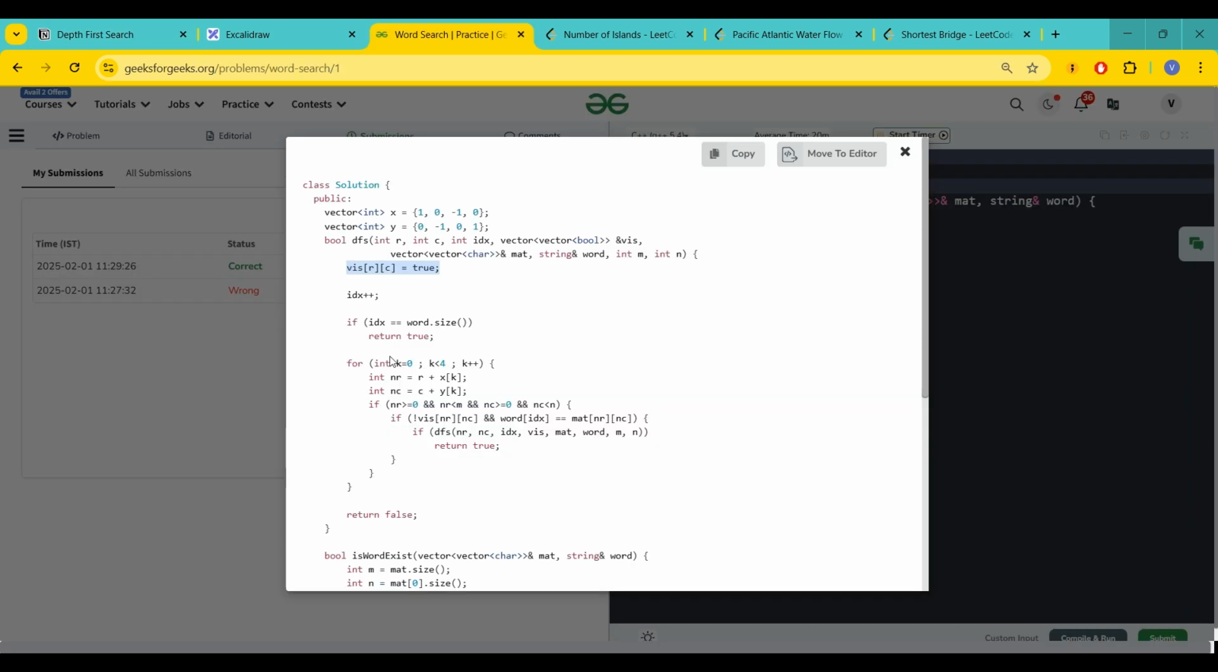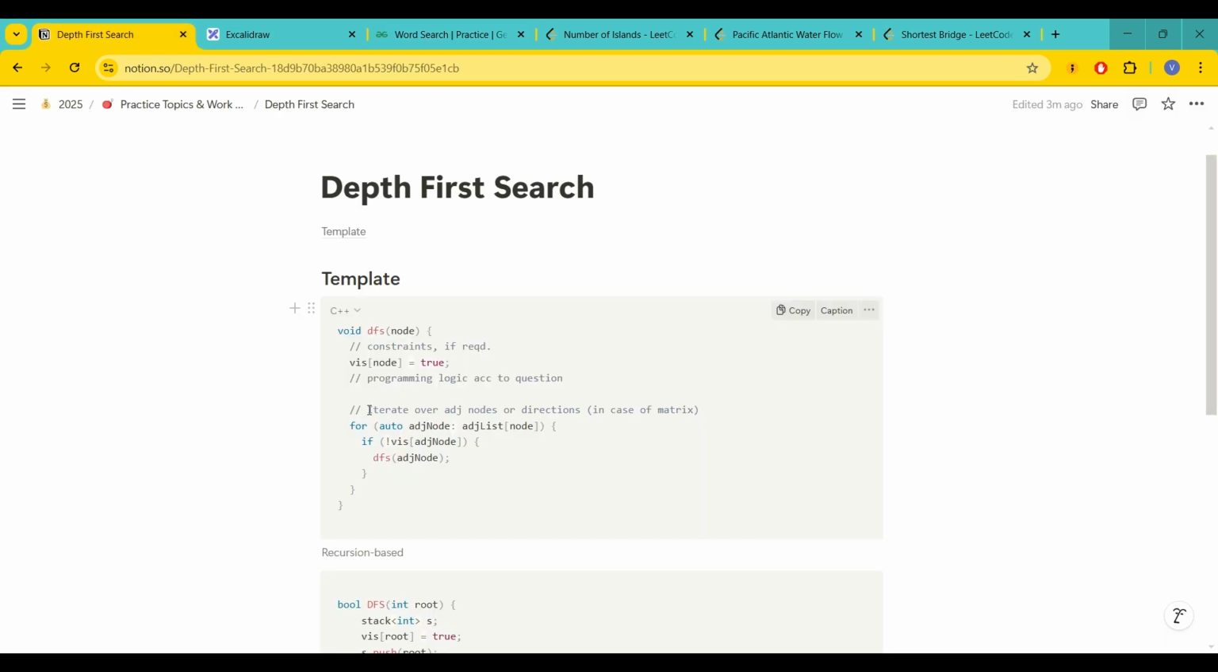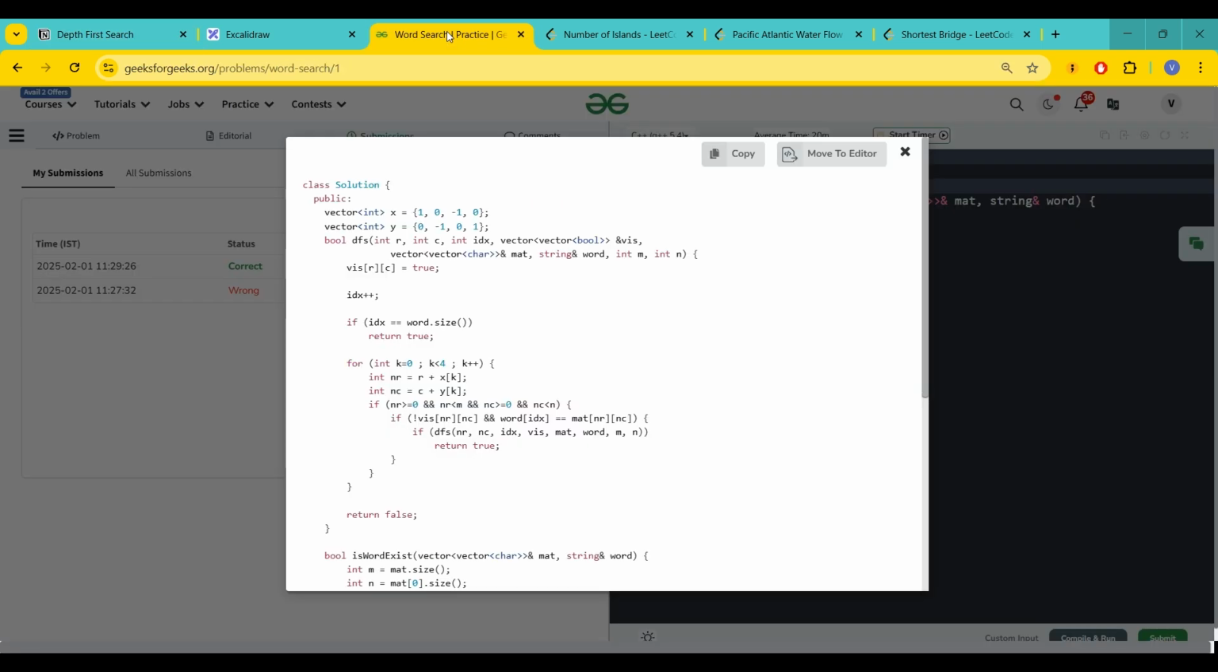Okay, then what we did was programming logic. This is the programming logic in this particular problem. We had to basically find if a word is completely present inside the matrix or not. And this is the logic which is helping us do that. The third part is to iterate over its adjacent nodes, or directions in case of a matrix. Here we had a matrix, so we had the four directions to iterate on.